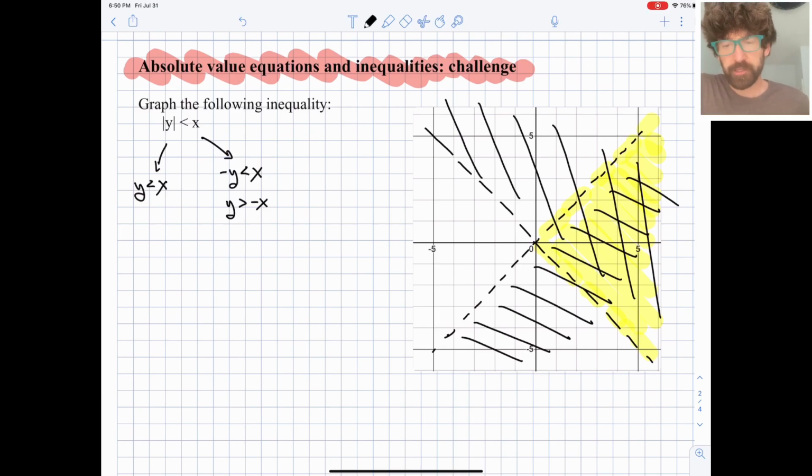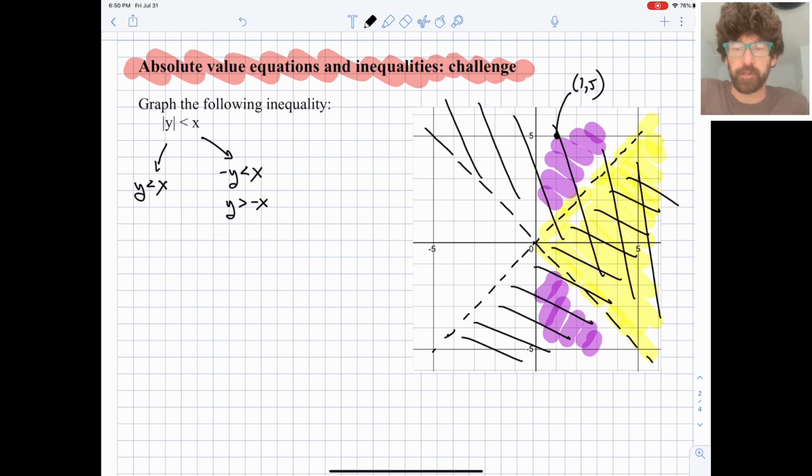What might also be interesting to think about is why these purple regions, which I'll shade in, don't work. We talked about why the zone to the left of the y-axis doesn't work, but why doesn't the purple region work? Points in those purple regions have x coordinates that are smaller than the corresponding y coordinates. For example, this point right here is 1 comma 5, and in that case the y value is larger than x, so that's why those points don't work. So it looks like we did it okay, and that's a good place to stop right there.